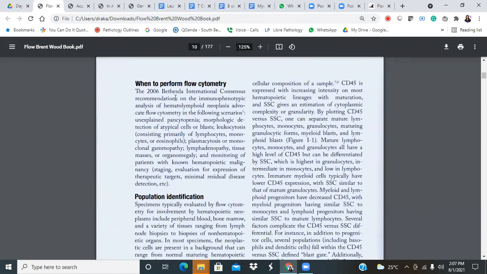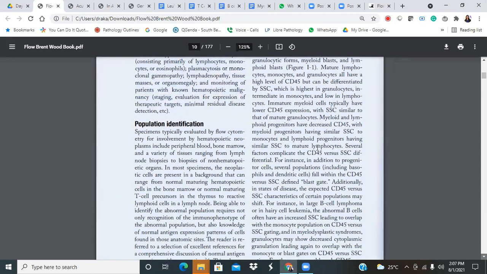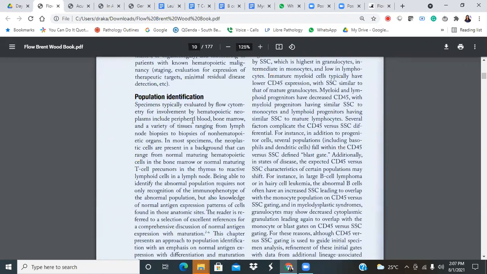So we don't need to read when to perform flow cytometry. We are well versed with that. Population identification. Specimens typically evaluated by flow cytometry for involvement of hematopoietic neoplasm include peripheral blood, bone marrow, and a variety of tissues ranging from lymph node biopsies to non-hematopoietic organs.